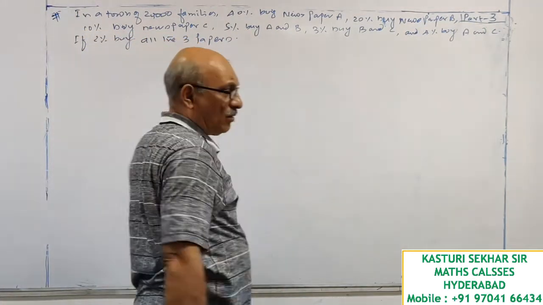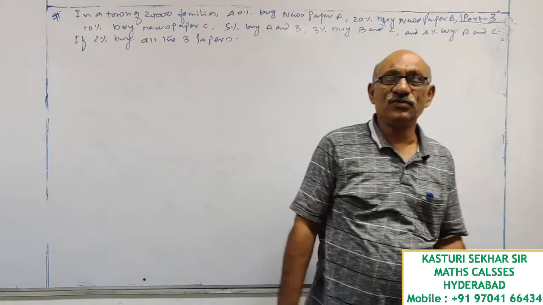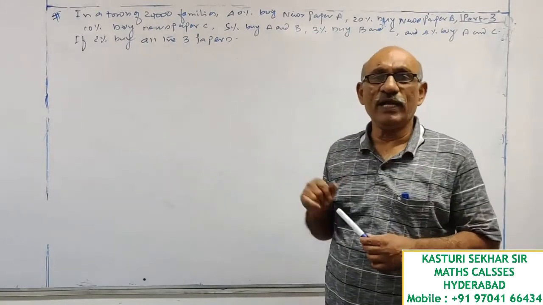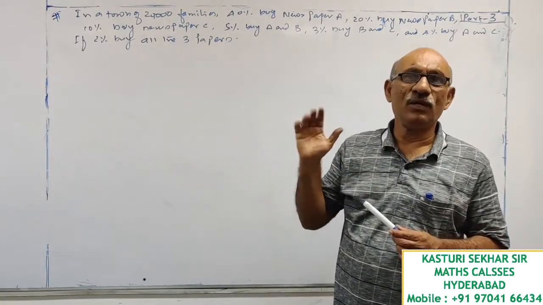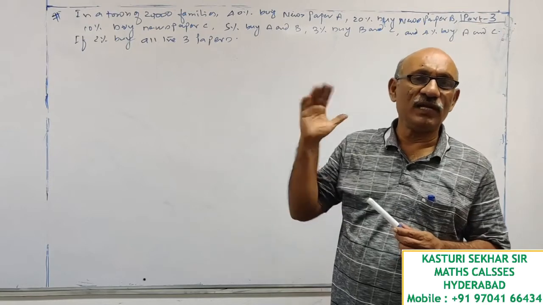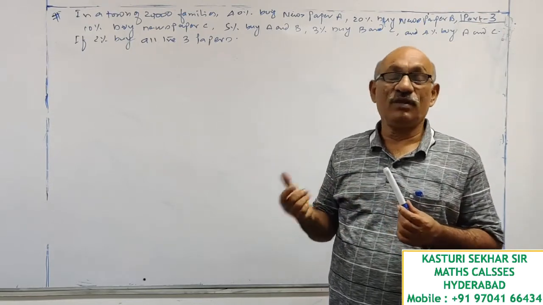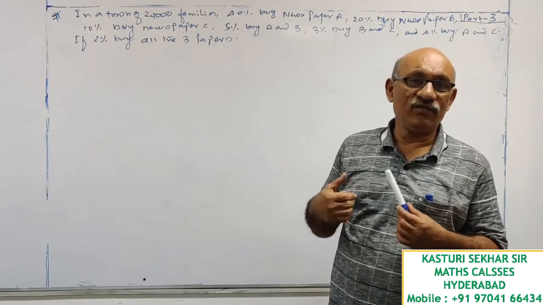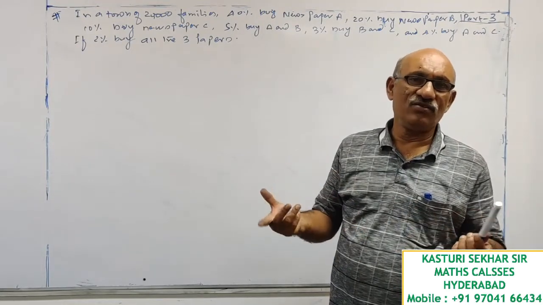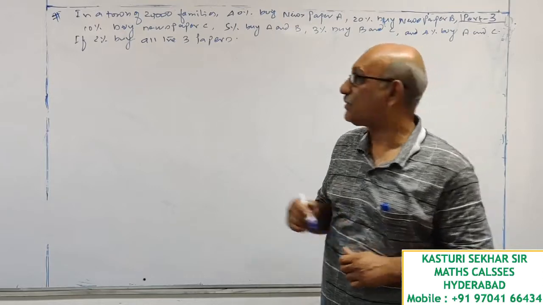Now once again, all these problems have 7 or 8 questions. Who will buy A only? Who will buy B only? Who will buy C only? A and B but not C. B and C but not A. A and C but not B. At least one, and none. These are the questions.